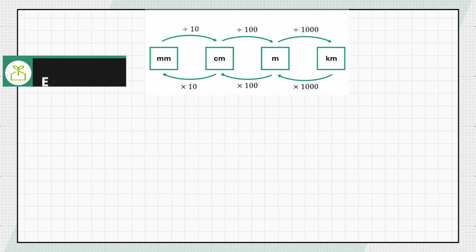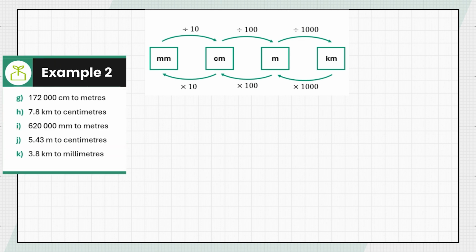Alright, here's a few for you to practice, so just give them a go, give the video a pause, and then I will solve them. Alright, let's get started. So let's go to G. So G has us doing 172,000 centimeters to meters.